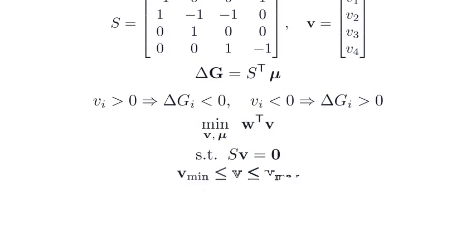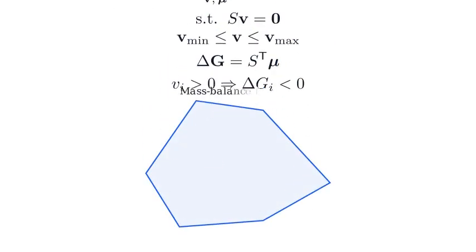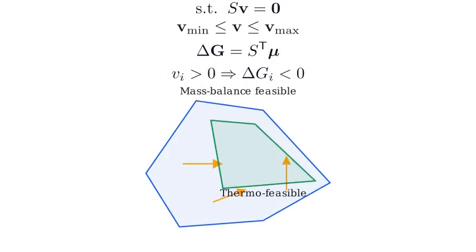To design zero waste, we compose an optimization. Minimize waste generation subject to mass balance, capacity bounds, and thermodynamics. For example, minimize W transpose V, where W selects waste-producing reactions, subject to S V equals 0, lower bounds less than or equal to V less than or equal to upper bounds, and the direction rule enforced via chemical potentials.